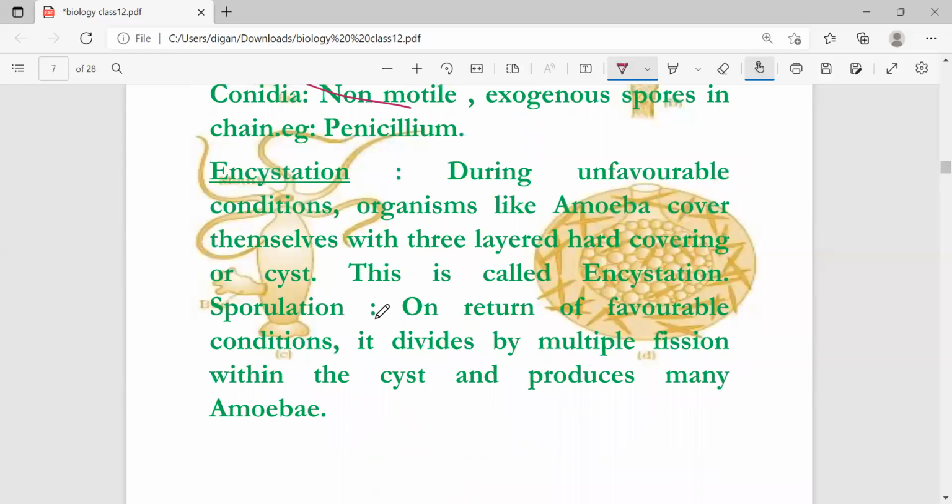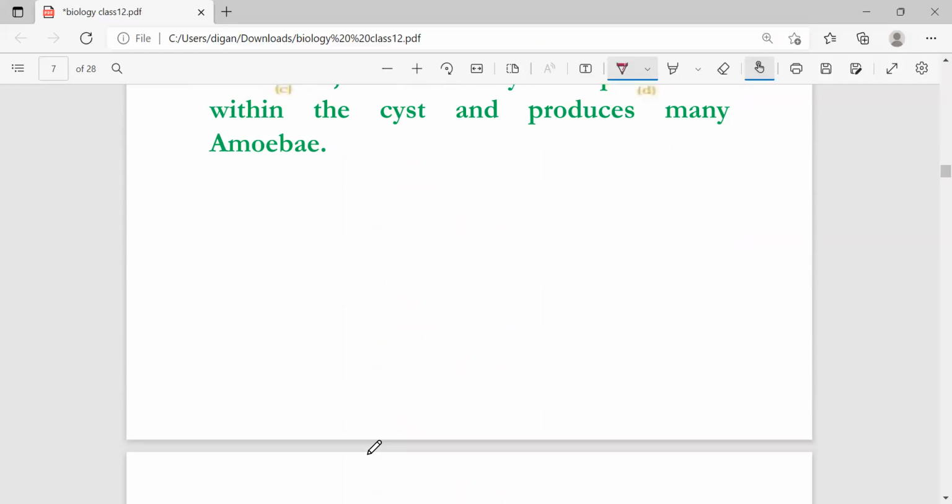Next, sporulation. On the return of favorable conditions, it divides by multiple fission within the cyst and produces many amoeba. So if the question comes, in unfavorable conditions how amoeba multiplies itself or gives rise to offspring, then you have to explain this.